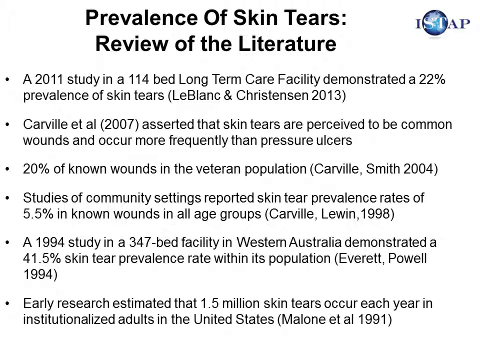Carolyn, as well, in Australia, found that in a veterans population, 20% of them had a prevalence of skin tears. In a study of community settings, the prevalence there was 5.5%. And a 1994 study in a long-term care facility in Western Australia demonstrated over 40% prevalence of skin tears. So we know that it is a common problem. Early research estimates that 1.5 million skin tears occur every year in institutionalized adults within the United States. And again, I know I'm preaching to the converted in this room.